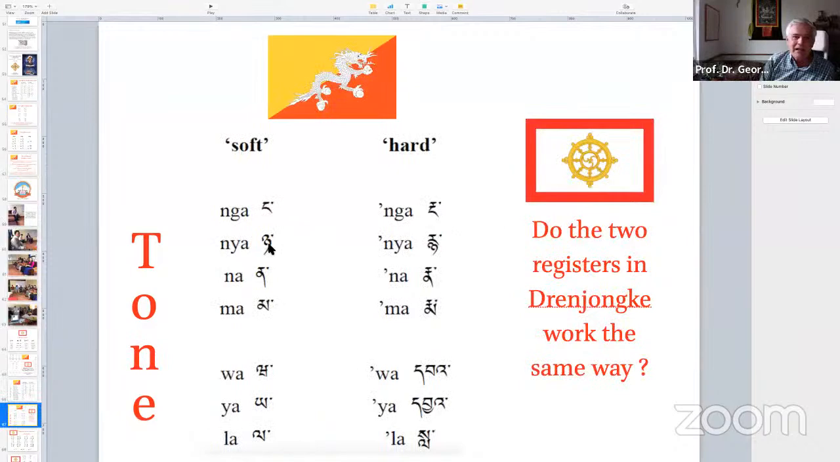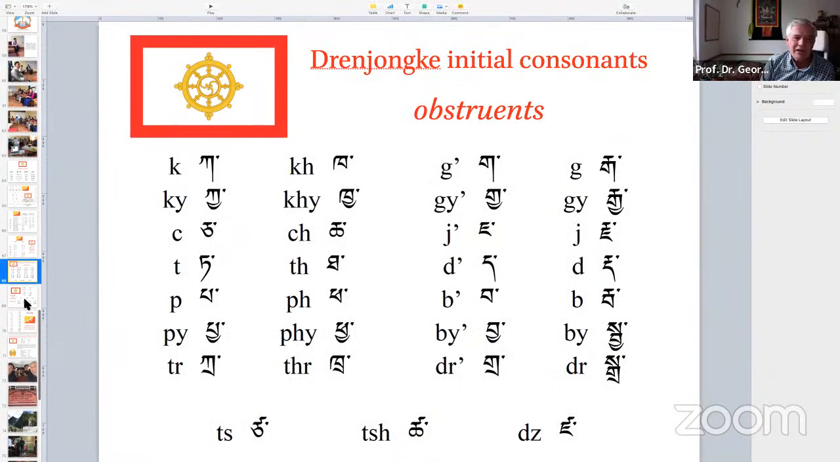And here, do the two registers work the same way in Denjongka as they do in Dzongkha? Yes, they do. The only difference is that you also have these clusters: kya, kya, gya, and so on. So you have this, and you have pya, pya, bya. These are things that you have that you don't have in Dzongkha. And then, of course, you have these retroflexes that are caused by an added rhotic. So these are differences that you don't have in Dzongkha.